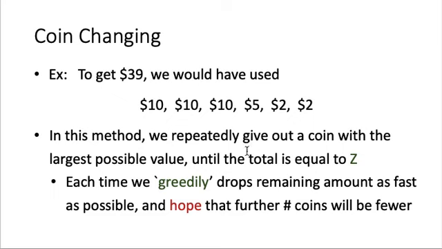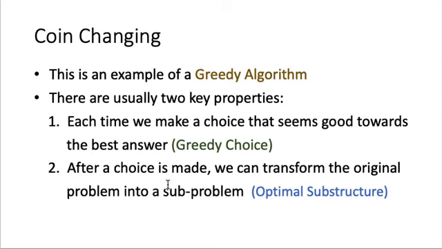In this method, we repeatedly give out coins with the largest possible value, until the total sum of the coins that we have given out is equal to the amount that we want to get. So in some sense, we are trying to drop the remaining amount as fast as possible. So it is more likely that we will be using fewer coins in the future. And this is an example of a greedy algorithm.